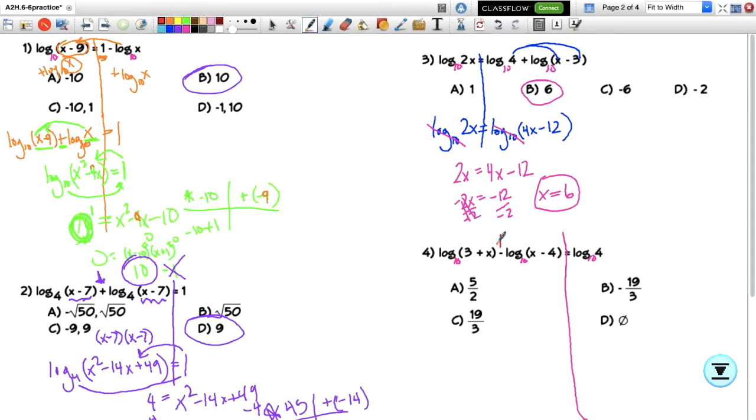So these are being subtracted though. So this is a little bit trickier, okay? I'm going to have log base 10 minus log base 10. That means when I simplify it, I'm gonna have log base 10 of 3 plus x, over x minus 4. Ugh, not great looking at all, okay? Equals log base 10 of 4. This cannot be simplified. There's no number in front. There's no adding or subtracting. This is it. And this is it for this side.